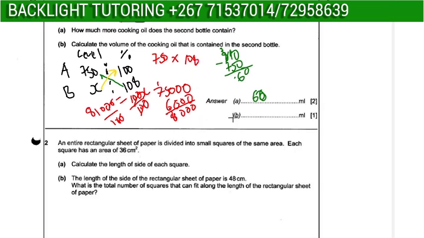Let's go for B. B says calculate the volume of cooking oil that is contained in the second bottle. And remember, we have already worked this one. That will be 810. This one.